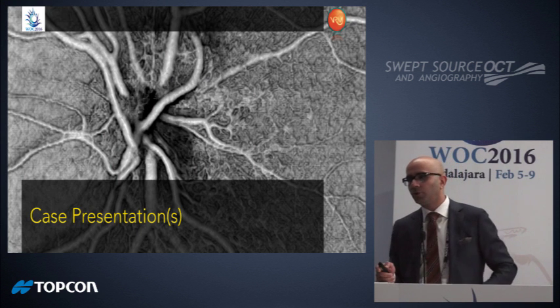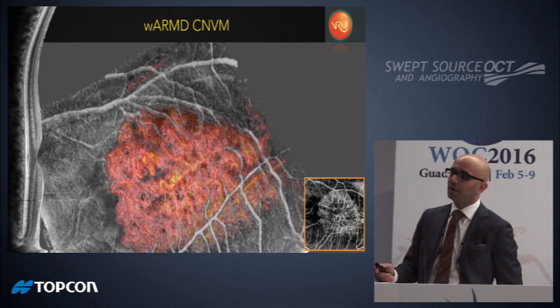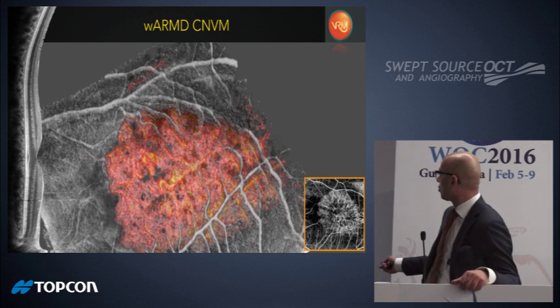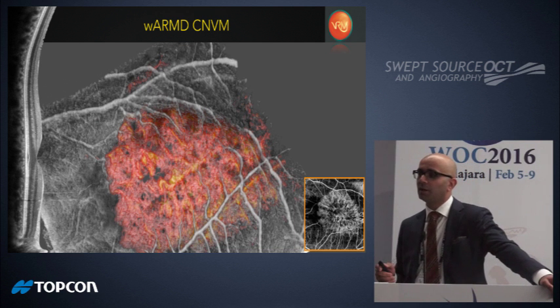So let's take a look at some real-world clinical cases. I think this technology, again, is in its early days. This is an example of an early wet macular degeneration patient. In the bottom right-hand corner, you can see the CNVM, and in this volume rendered image, you can see the highlighted area of the choroidal neovascular membrane.